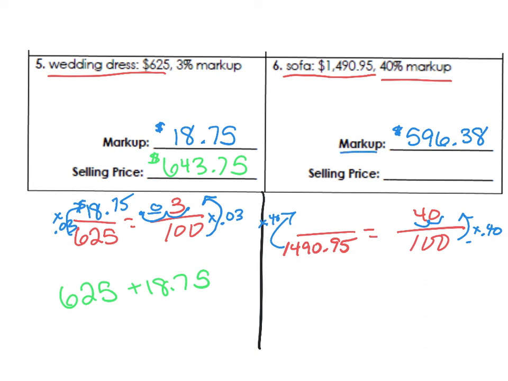So it's a markup, so we're going to add it. The $1,490.95 plus the $596.38. We're going to use all of that, and we're going to add it together. And our selling price for our couch, our sofa, is $2,087.33.